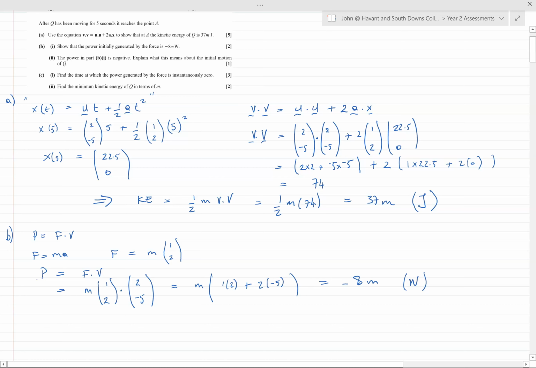So it wants us to explain what it means by negative. Basically, it's slowing down.